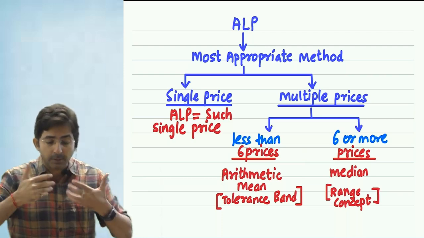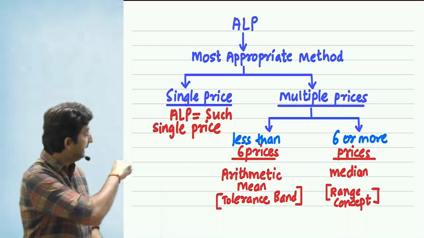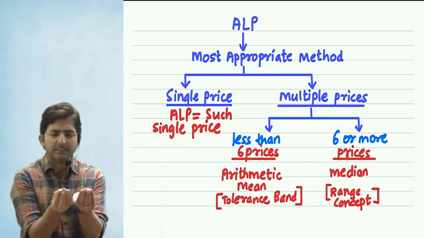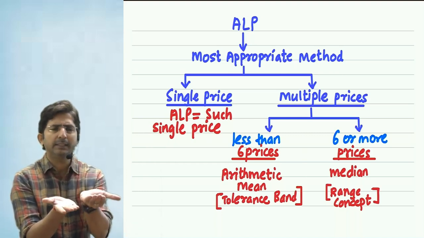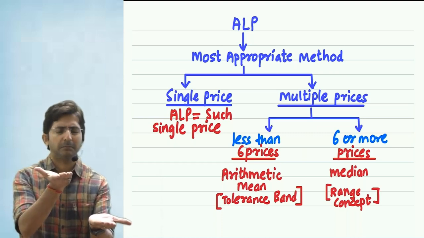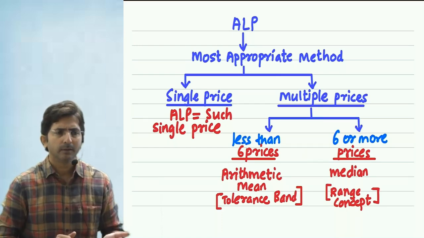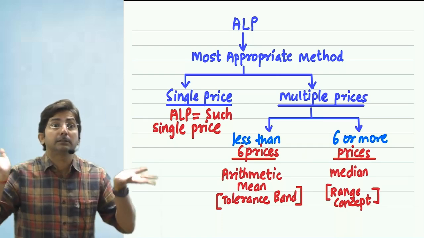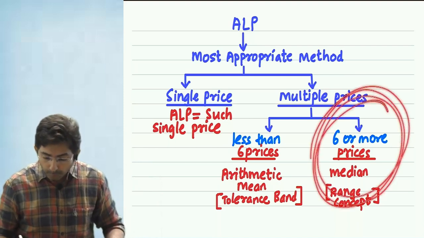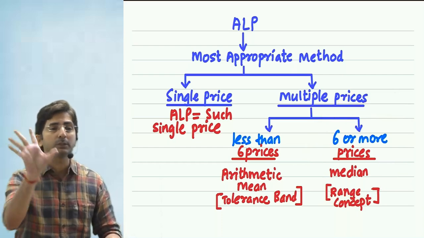So see, I am struggling to make you understand the real difference between mean and median. The main difference is, in mean, there is so little data that we just give importance to the value. This figure is too low, this is a little high, so average it. So what we do? This plus this, divide by 2. But when there are so many prices, such a huge data, 6 or more, then we don't give importance to the value. We would simply see who is in the center.